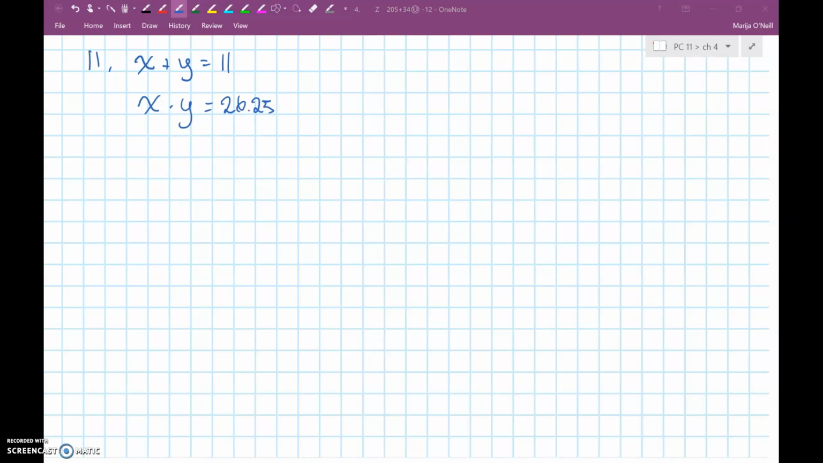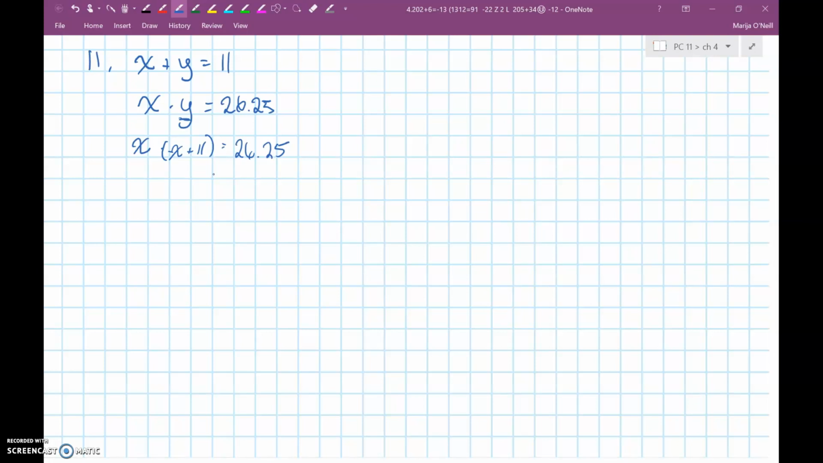And I'm going to replace y by another x, and I can do that by subtracting x from this side, so it's 11 minus x, or negative x plus 11. So I'm going to substitute y for x here. Negative x plus 11 equals 26.25, that's okay.